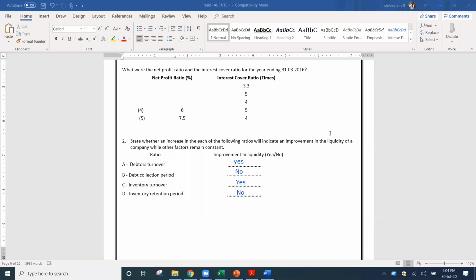What will impact liquidity? Current assets and current liabilities. Other things will not affect liquidity. Collection period and retention period don't increase or decrease the current assets or current liabilities in the business. Okay, so that's the answer.